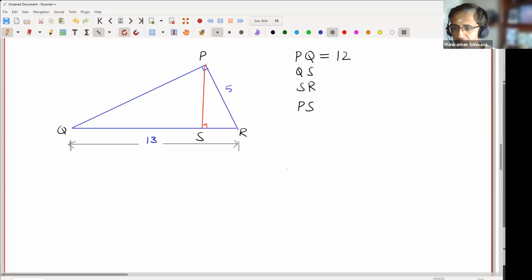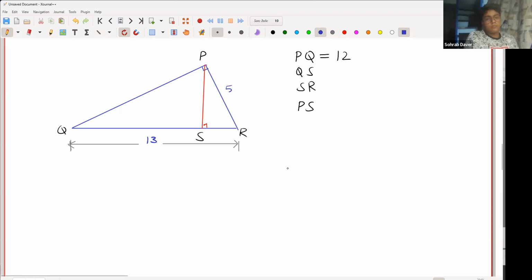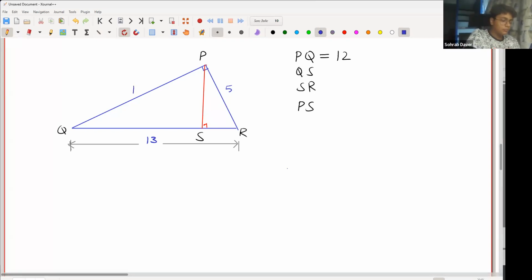Okay, so Saurabh, fairly clear, right? You did not need to learn too much to figure that PQ is 12. Agreed? Okay, 5, 12, 13. Good.